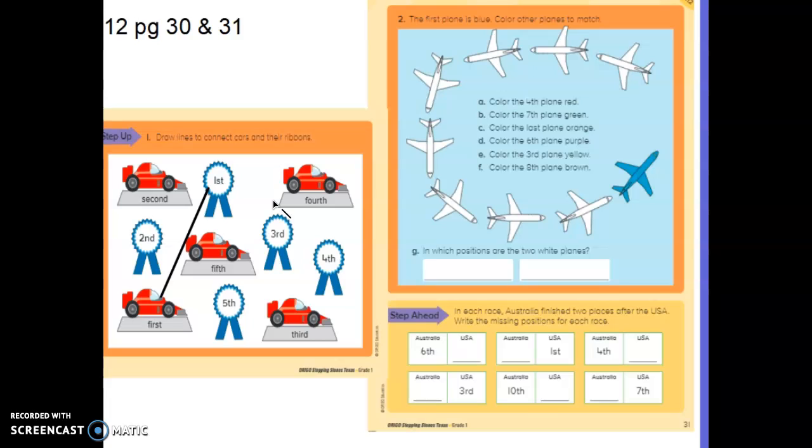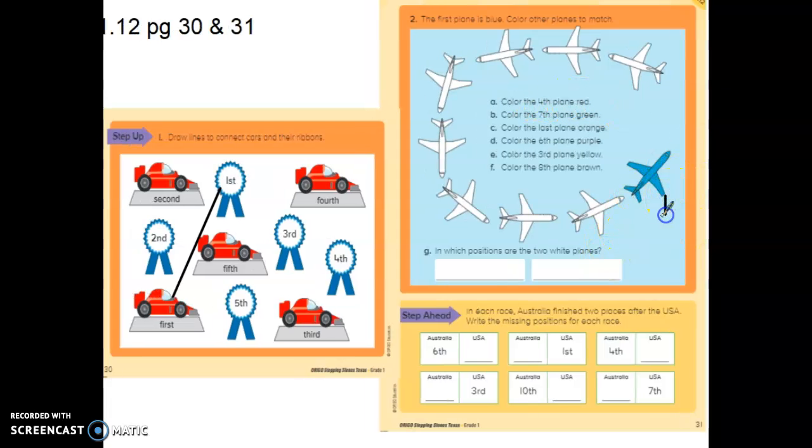Number 2 says the first plane is blue, which they did here. Color the planes to match. So we're going to look at the clues. Color the fourth plane red. So what I'm going to do is this one's first. I'm going to label it 1. And I'm going to label all my planes. That's going to help me follow the clues correctly. So make sure you label your planes. And we're just writing the numbers right now.